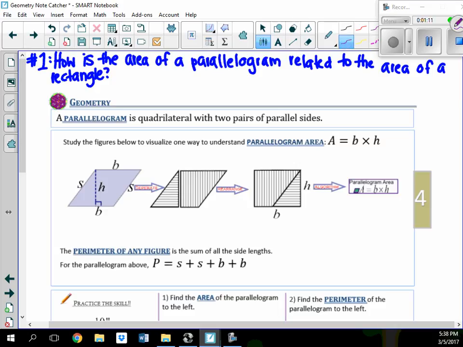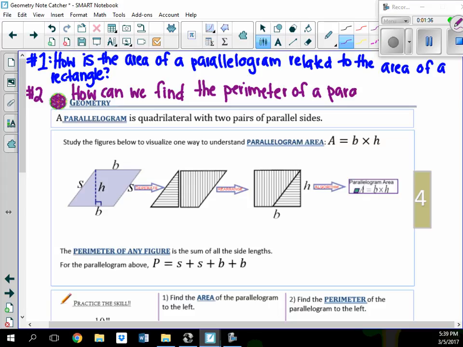Our second goal is to determine how we can find the perimeter of a parallelogram. All right, so our two goals today: how is the area of a parallelogram related to the area of a rectangle? And how can we find the perimeter of a parallelogram?